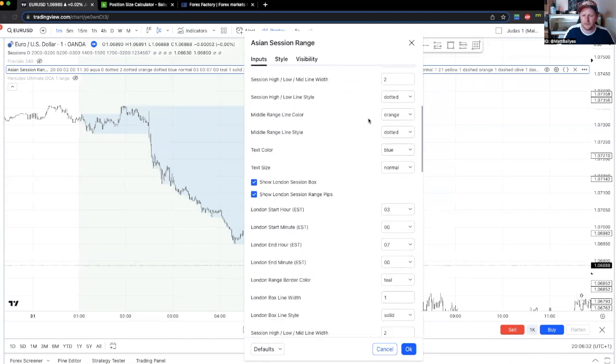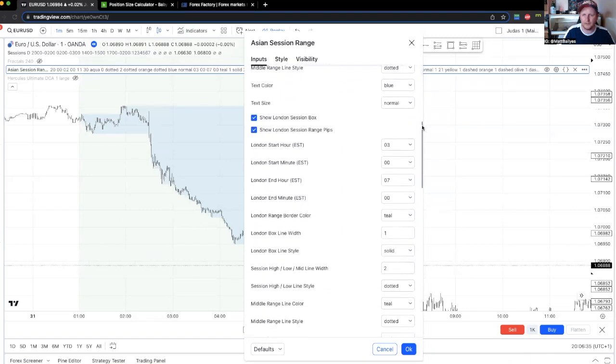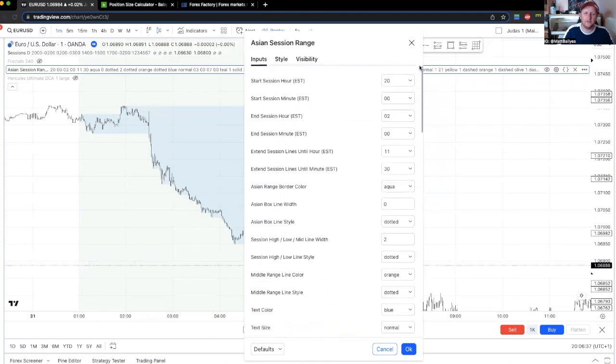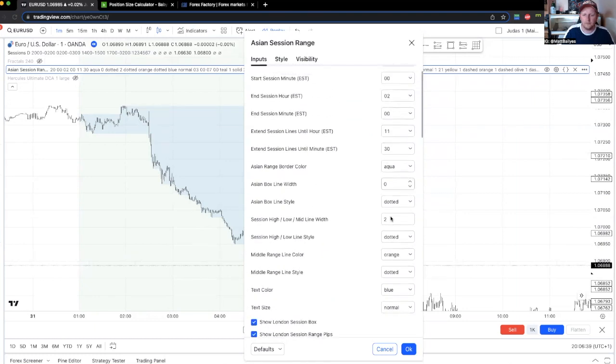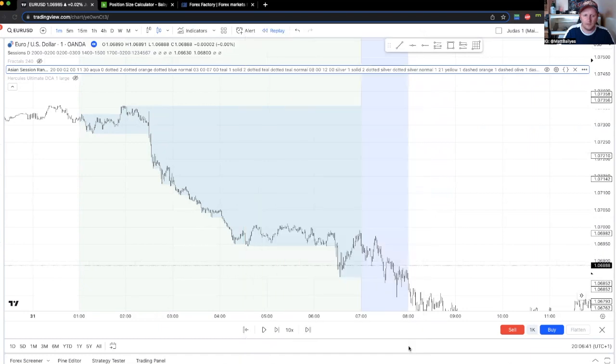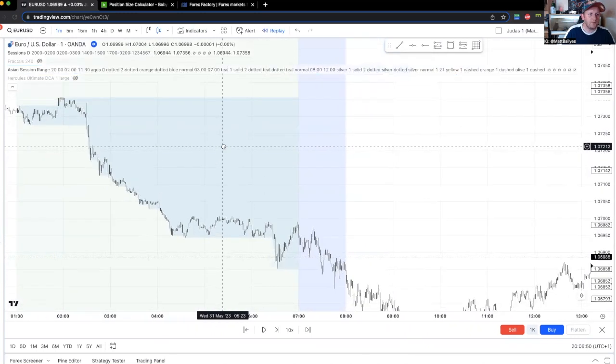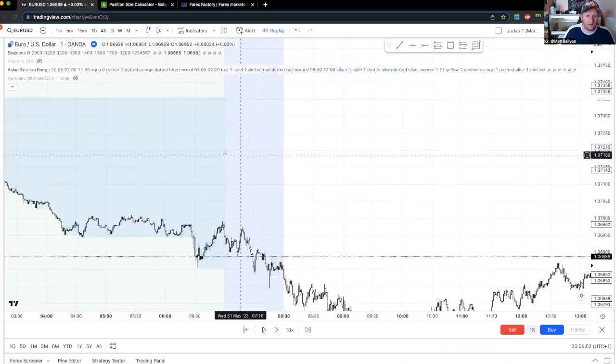Now, these are all pretty much default, so I don't think I had to change any of these, but you only need the Asia session range, so just make sure these numbers are all the same. Okay, and what you get then is it marks out the highs of the Asia session and the lows of the Asia session.